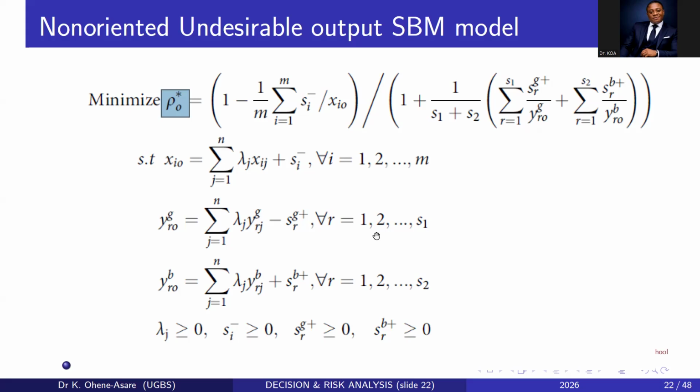Okay, so we have one additional constraint. The output constraint is now two, where we have one for S1 and then another for S2. So for the good output and then for the bad output. What is it about the bad output that you see similar with the input? And what does that mean?